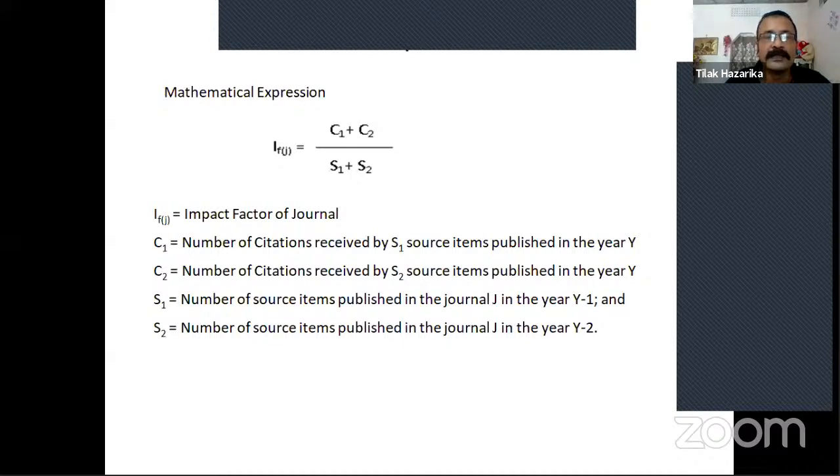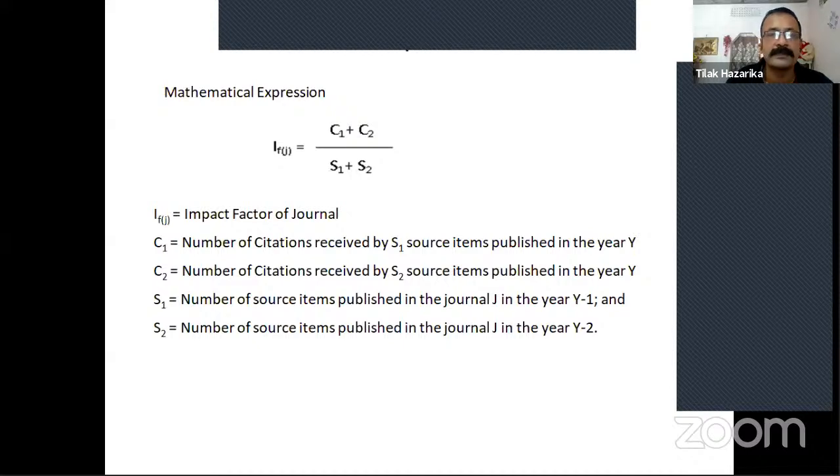That means those journals, out of hundreds of journals in a given subject, we can find out the most influential and most qualitative journals in my subject. That is a first step to go to the selection of the journals out of the hundreds of journals in one subject, one area of interest. So this is the impact.